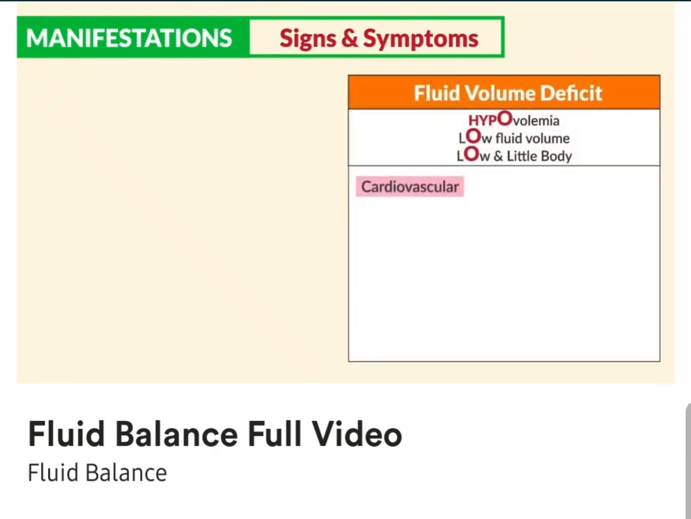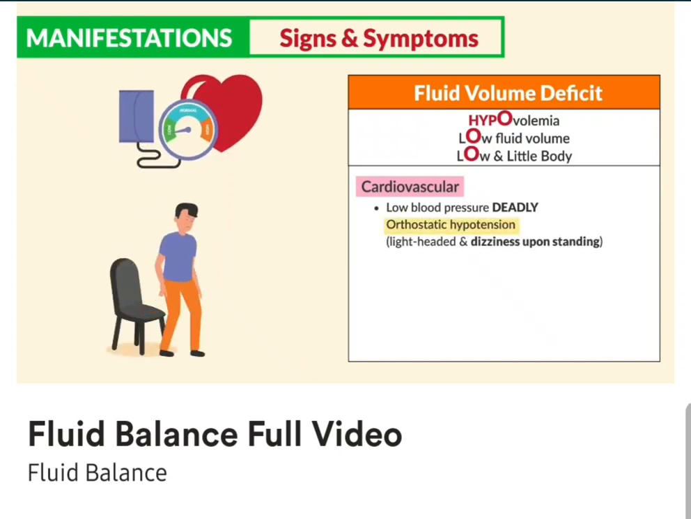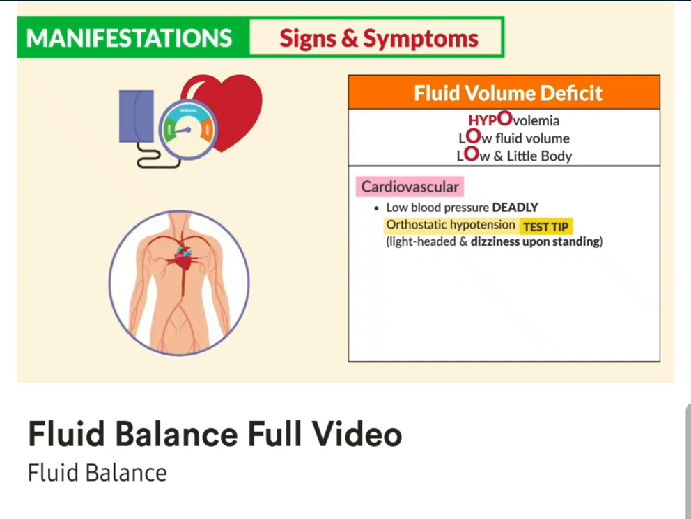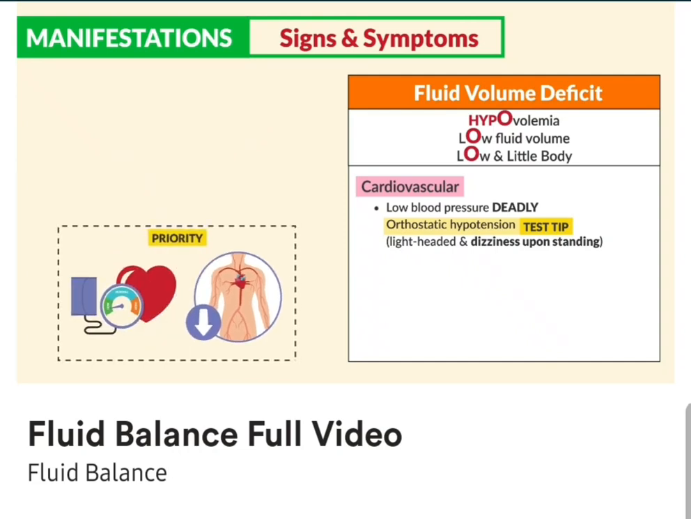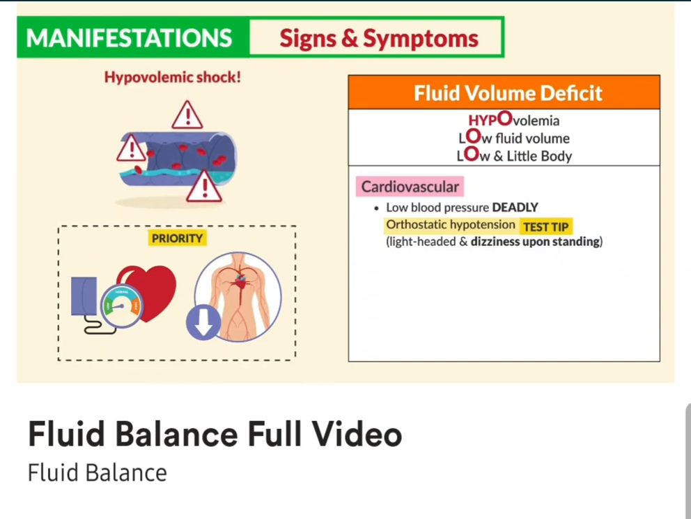Now on the other side, for fluid volume deficit, we see a low blood pressure which can be very deadly, as well as orthostatic hypotension, huge test tip, be sure to write this down, lightheaded and dizziness upon standing. So the client is hypotensive due to that decreased circulating volume. Now this is priority since low blood pressure can kill the client via hypovolemic shock.